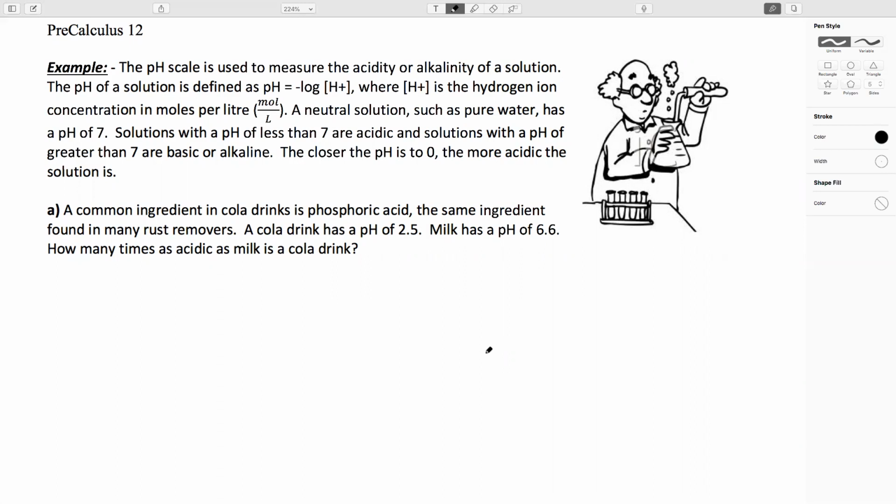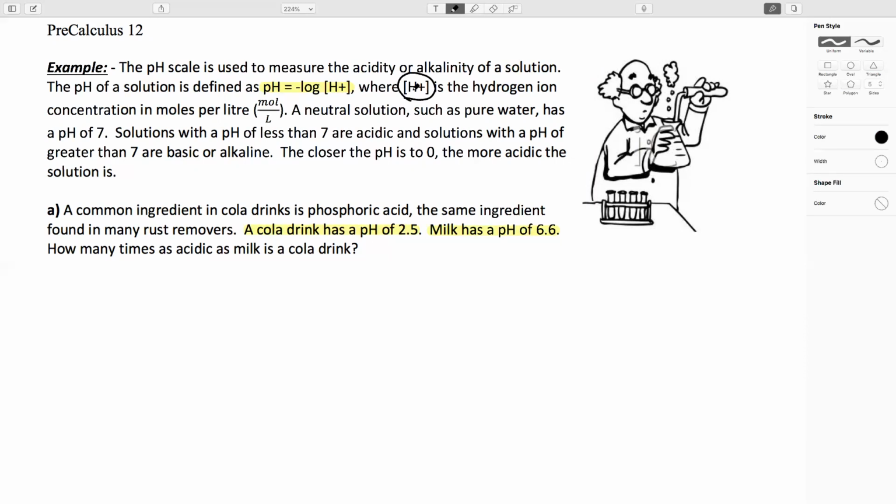So we've got quite a long-winded question, but really there's only a few pieces of information that are important in here. We've got this fact that pH equals minus log of [H+]. Okay, and [H+] is the hydrogen ion concentration. And I've got the cola drink has a pH of 2.5, and milk has a pH of 6.6. That's really the important information. When you talk about how acidic something is, what you're talking about is how many H+ ions there are. What's the concentration of hydrogen? The more you have, the more acidic you are.